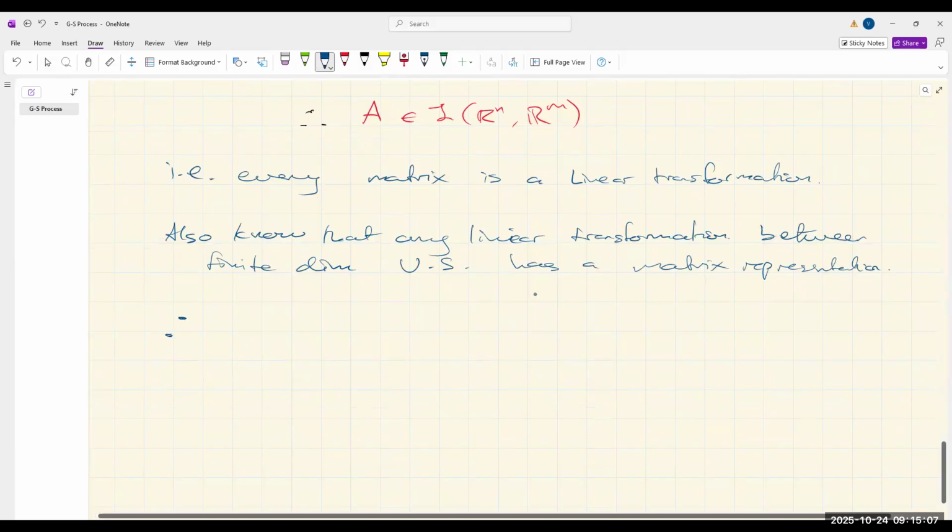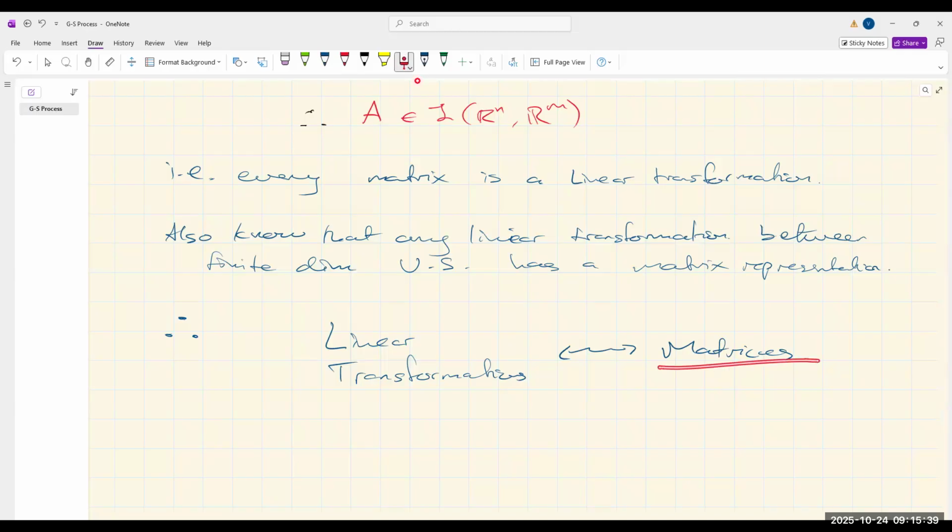So therefore, linear transformations and matrices are the same thing. Right? So matrices and linear transformations are the same object. Because if I give you one of them, you could go to the next one. If I give you a linear transformation, you could find a matrix to represent it. If I give you a matrix, you could write it as a linear transformation.